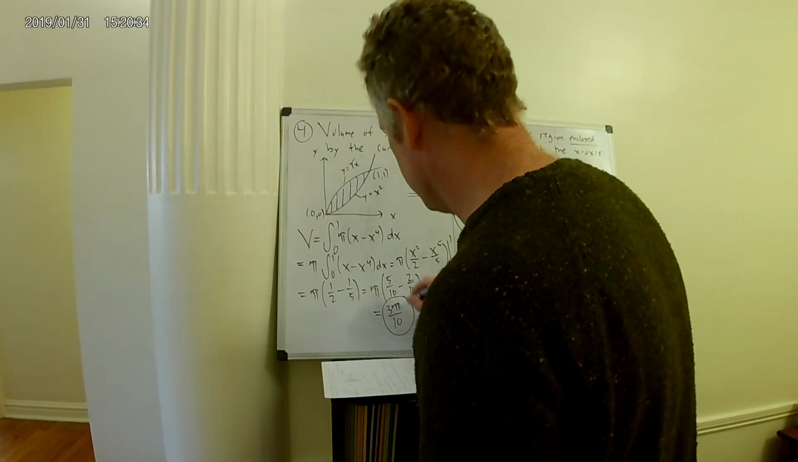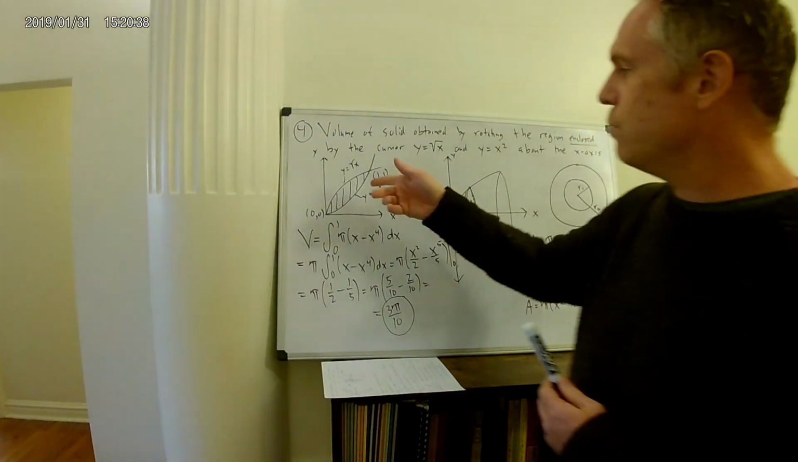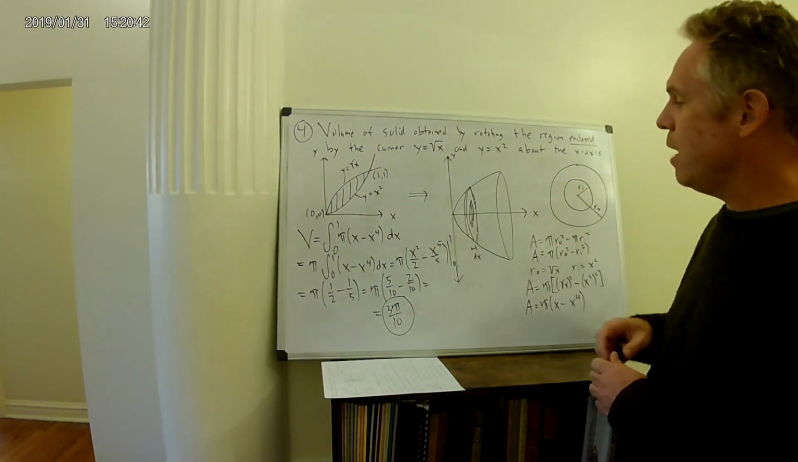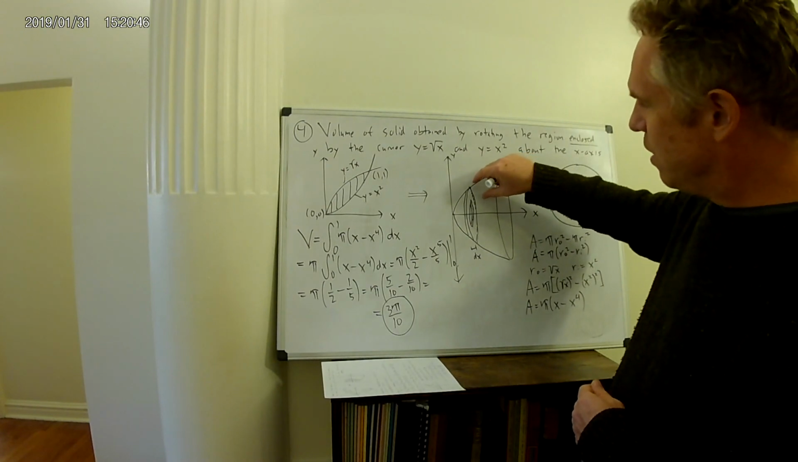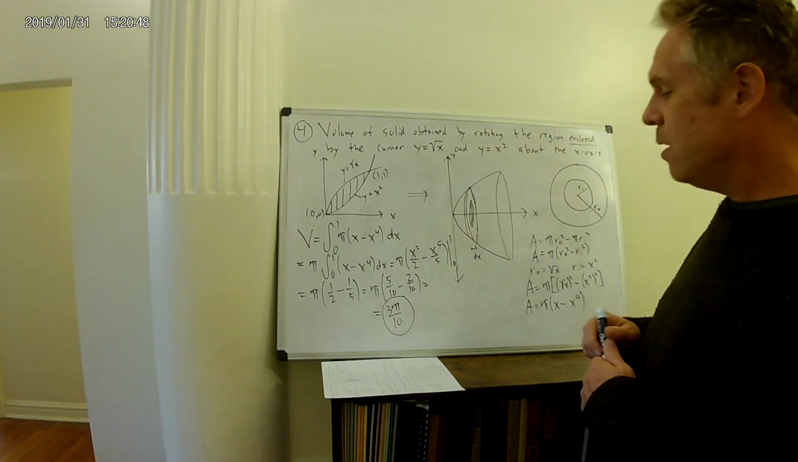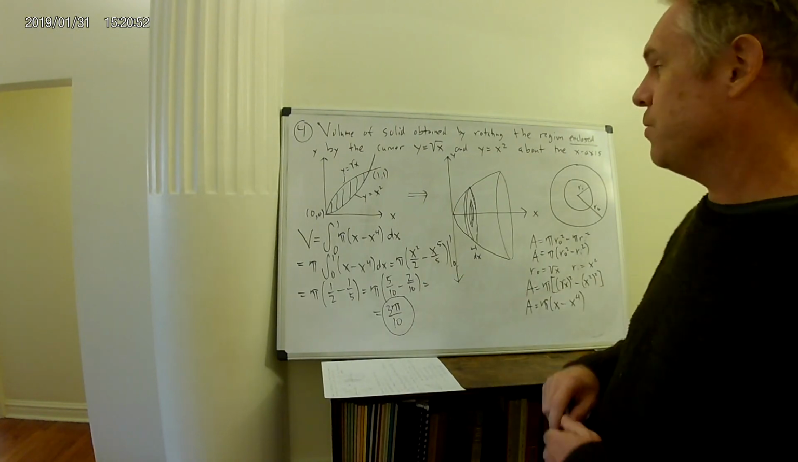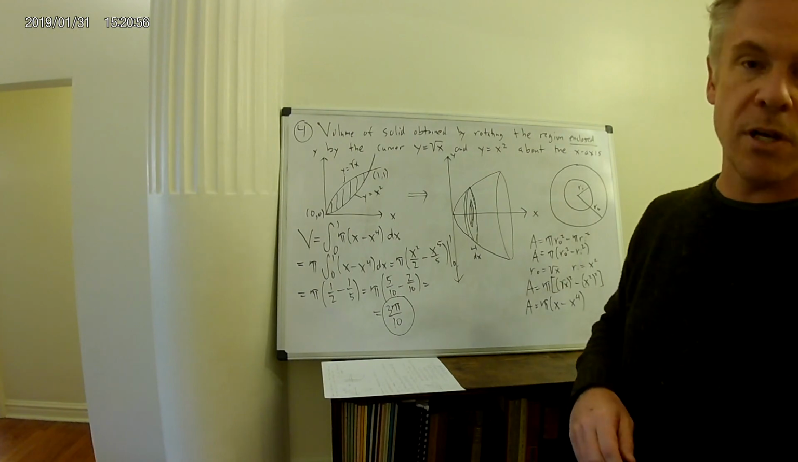Let me circle that. So the volume, this is kind of strange, but if we have this enclosed region here, and we rotate it around the x-axis, we create this weird shape. It's kind of a hollow bowl shape, but then the thickness of the bowl is thicker here than it is here or here. And the volume of the shape is 3 pi over 10. So that's another example of using integration to calculate volumes of solid objects.